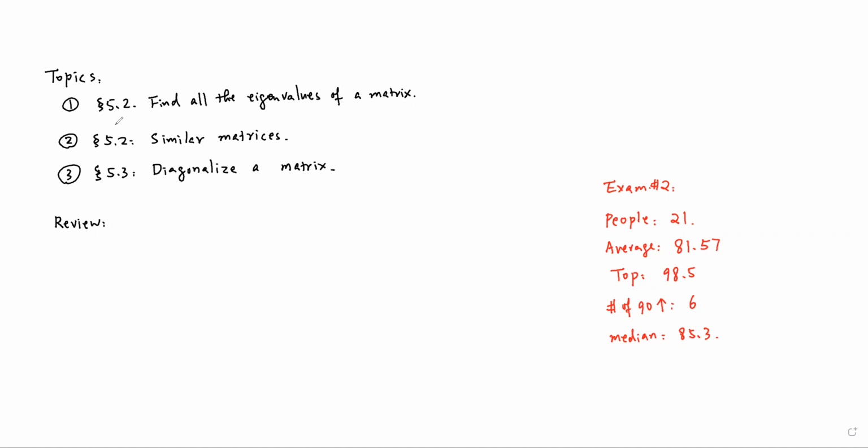Now today's topics. The first topic, how to find all the eigenvalues of a matrix, a square matrix. For eigenvalues, we only consider square matrices. The second topic, similar matrices. And the third topic, diagonalize a matrix. Now, take a review first about what is an eigenvalue, what is an eigenvector.